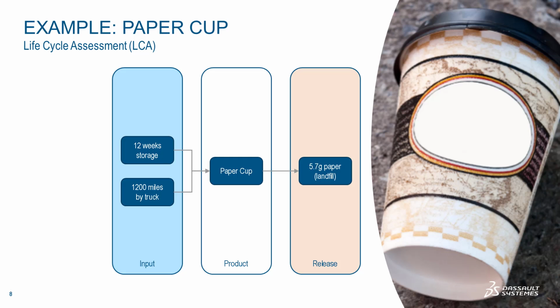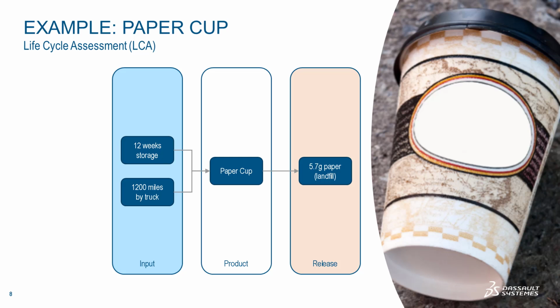And so in this example, it's 5.7 grams of paper sent to a landfill, and that would be the release. And so what are the environmental impacts associated with that? In the United States, it is common for food containers to only go to landfill or incineration and not be considered for recycling. In some other areas, they are considered for recycling.